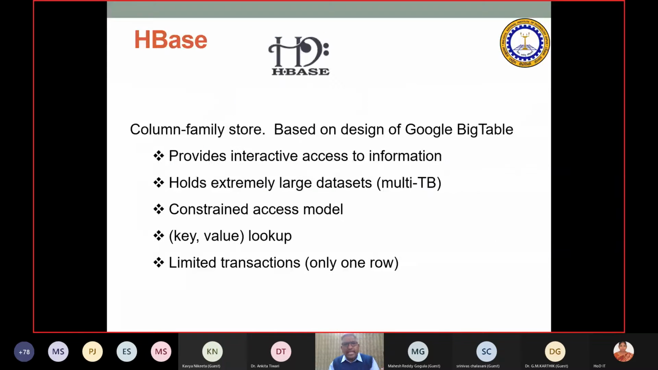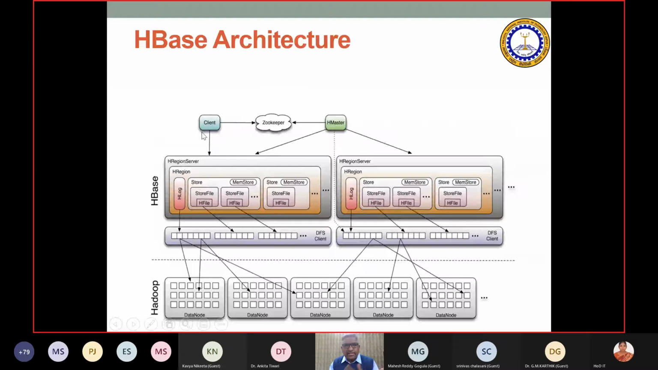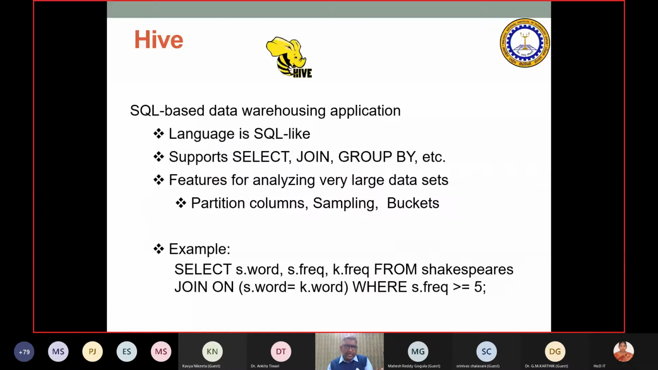Then HBase is basically based on the design of Google Bigtable. I mentioned earlier, it's a column family store. We will see the different types of database stores that are there, so we'll try to understand this as well. And it provides interactive access to information and holds extremely large data sets, so multi-terabyte of data. And then it's again a key value pair. HBase is a columnar data store. That is what is a column family store. We'll understand this a little later. This is the HBase architecture, how it is stored inside.